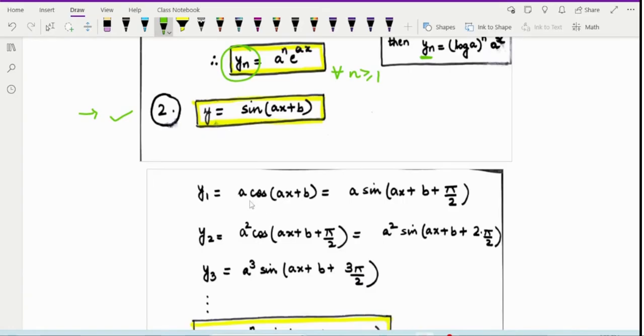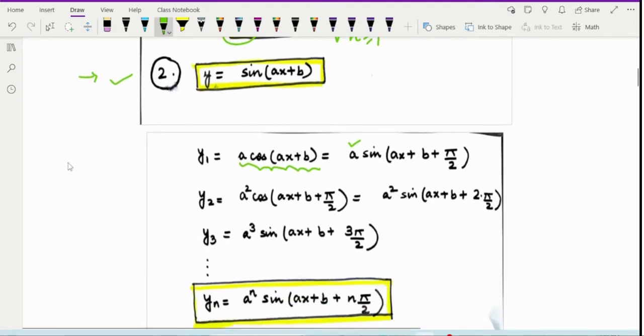Now to observe a pattern here, we must see that a cos ax plus b can be represented as a sine again like this. A out, cos of ax plus b can be written as sine of ax plus b plus pi by 2. So these are simple quadrant rules which help you to deduce that the first order derivative of sine ax plus b is nothing but a sine of ax plus b plus pi by 2. This has been intentionally done to observe a pattern in all the derivatives that we are going to find out.